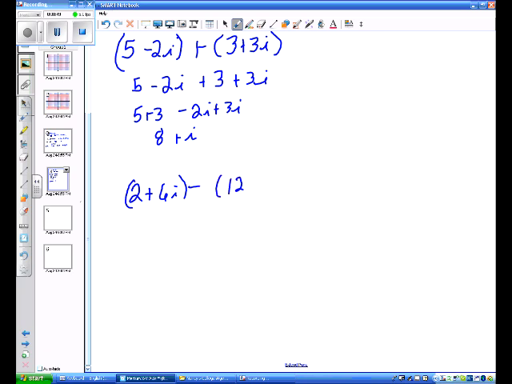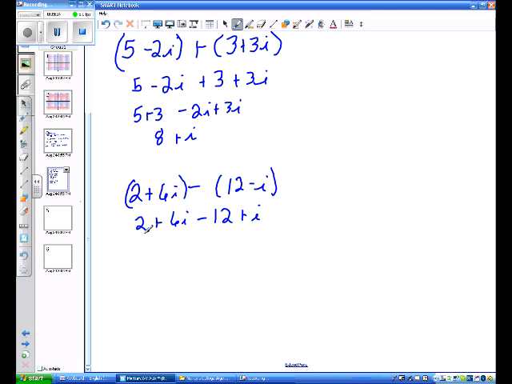minus 12 minus i. Now here it becomes very important that you understand that this is one number and this is a separate number. We're subtracting those. So I've put them in parentheses, and it's important that you go through and you remove those parentheses. So this would be 2 plus 6i. Then we're going to have to distribute that negative 1, so that would be negative 12 plus i. So it's very important to distribute the negative 1 there.